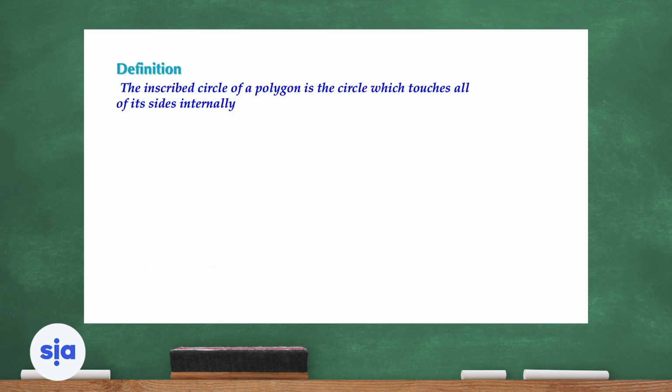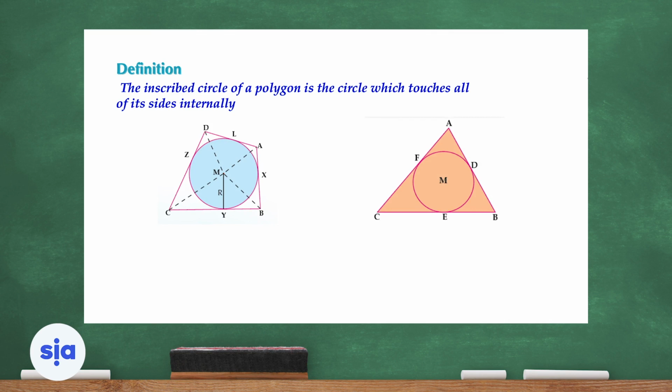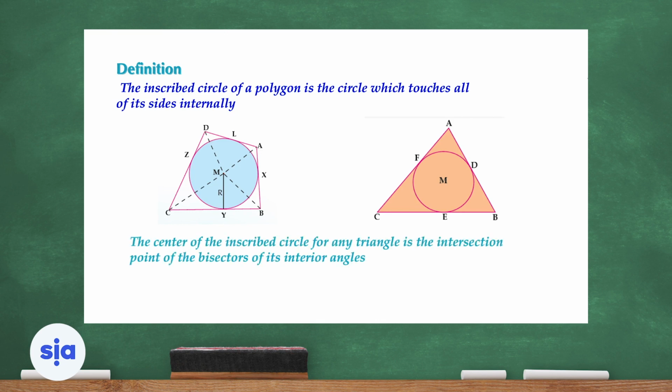The definition says that the inscribed circle of a polygon is the circle which touches all of its sides internally. As you can see here, this polygon ADCB is touching the circle from inside by all its sides. And for this triangle ABC, the circle is touching all of its sides. The center of the inscribed circle for any triangle is the intersection point of the bisectors of its interior angles.